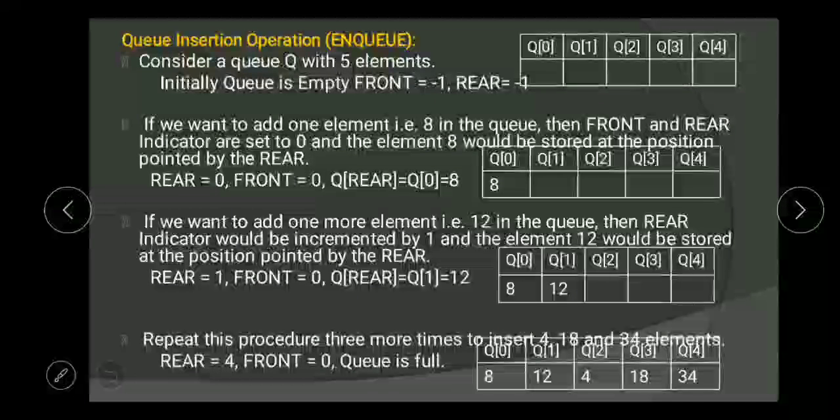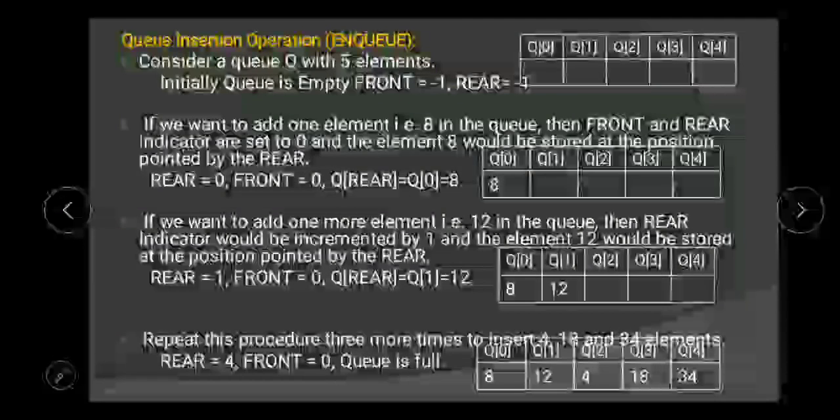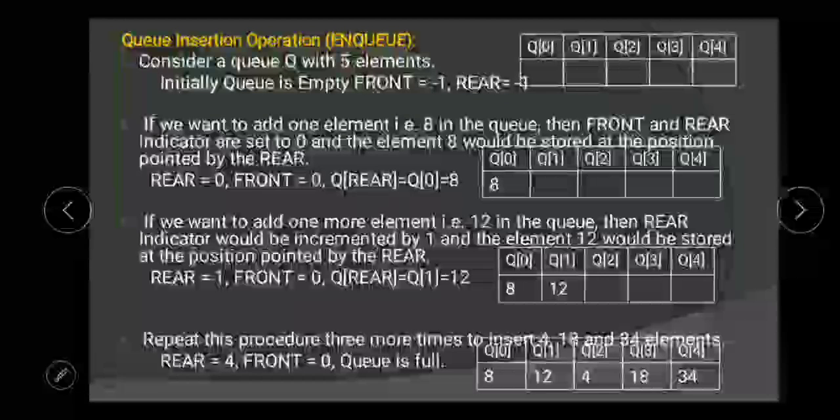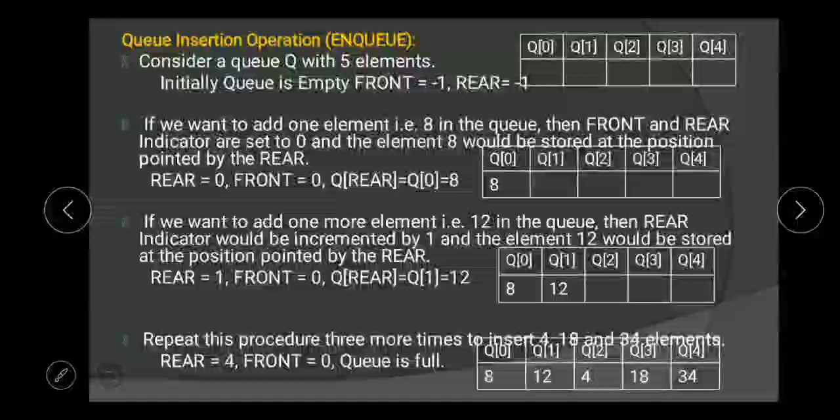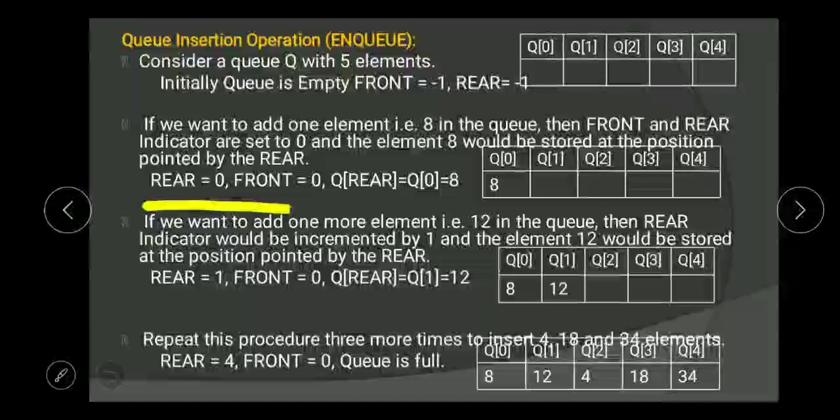Next, insertion operation in the queue, that is enqueue. Consider a queue with 5 elements. This is an empty queue, right? Here in the empty queue, front is equal to -1 and rear is equal to -1. If you want to add one element in this empty queue, that is 8, then the front and rear indicators are set to 0, because we want to insert an element into the queue. So the element 8 would be stored at the position pointed to by the rear, so rear is equal to 0, front is equal to 0.